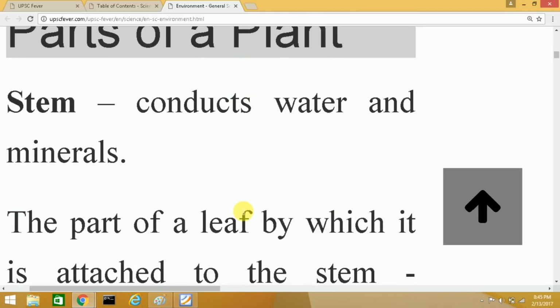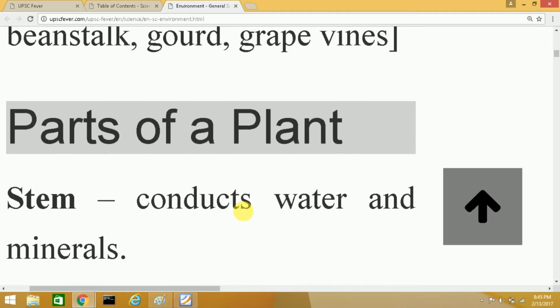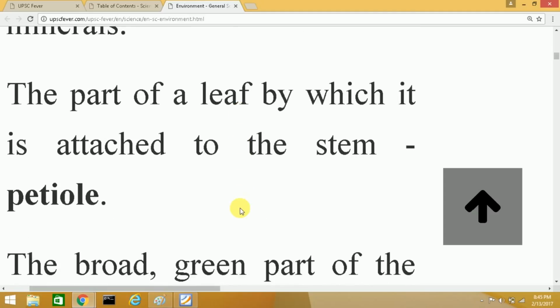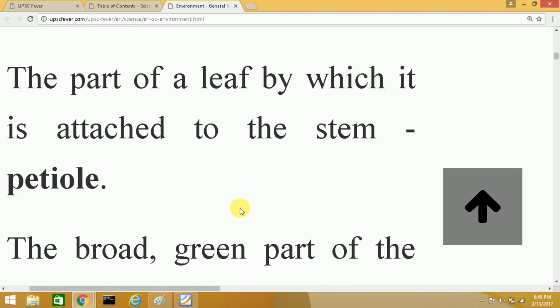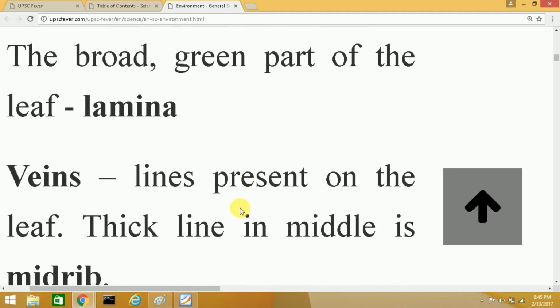Next part focuses on the parts of different plants. Some of the important parts are stem, which is used for conducting water and minerals from the roots to the other parts of the plant. Then there is petiole. It is a part of the leaf, and it is the mode through which a leaf is attached to a stem. The next part is known as lamina. Lamina is the broad and green colored part of the leaf.